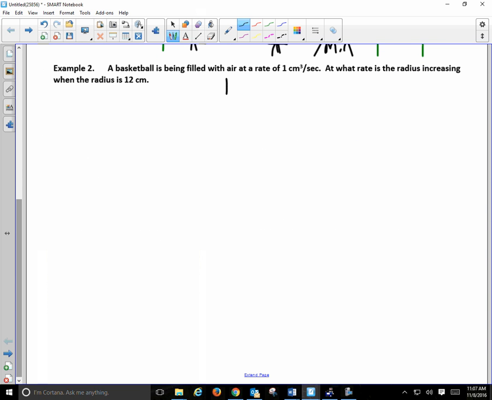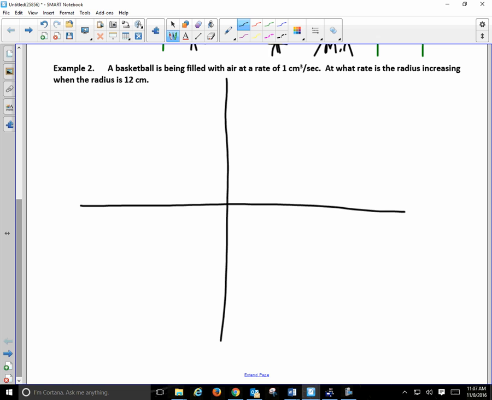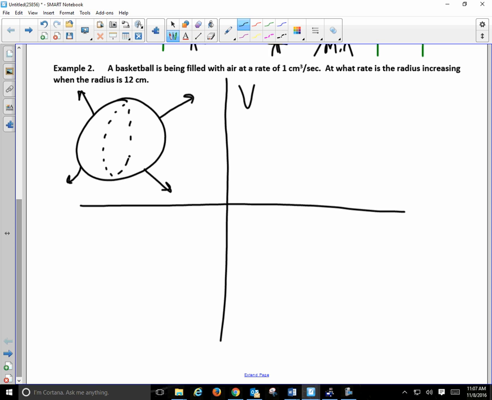A basketball is being filled with air. What's the difference about this problem? We have a sphere, which, you know, that's my best sphere. There you go. The sphere is getting bigger. So I'm looking for the formula for volume of the sphere. And volume is equal to 4 over 3 pi r cubed. It says it's being filled with air at a rate of 1 cubic centimeter per second. At what rate is the radius increasing when the radius is 12 centimeters?